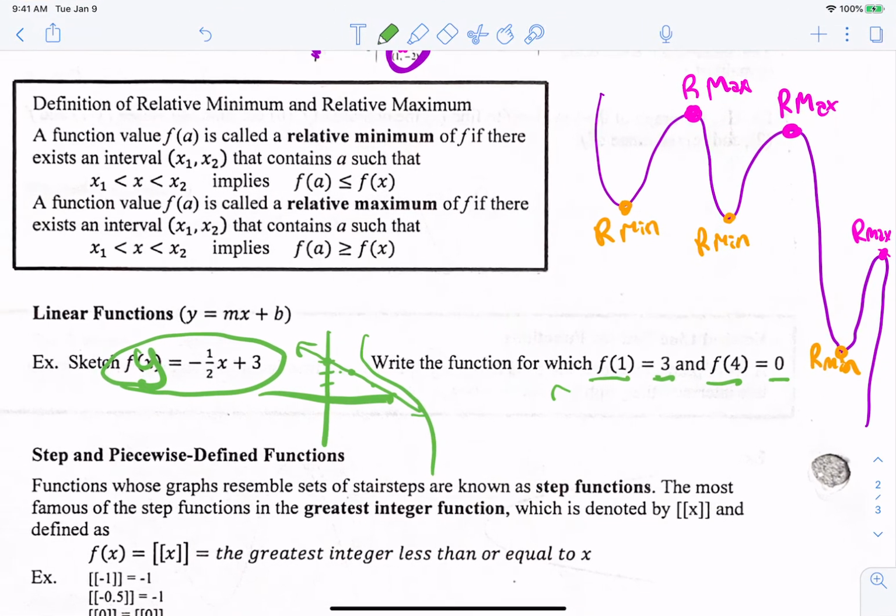This means the x coordinate is 1 and the y coordinate is 3. So that's the ordered pair (1, 3). This is the ordered pair (4, 0). And I want to write a function out of that, like y equals mx plus b.